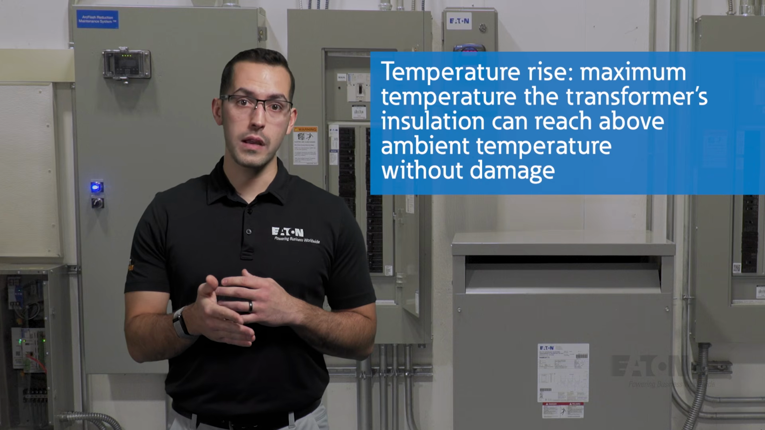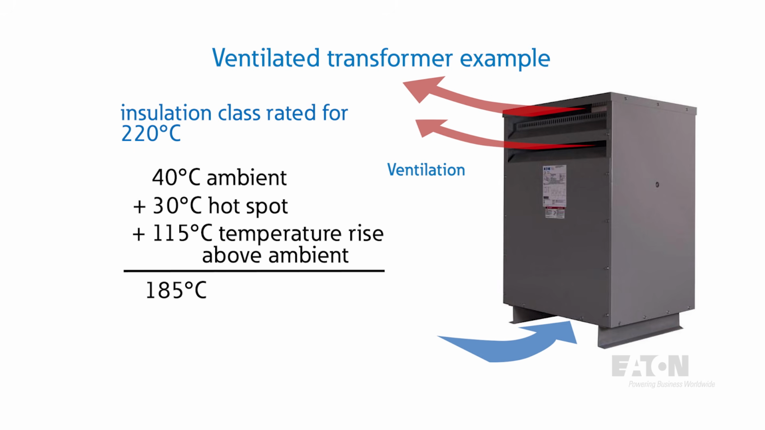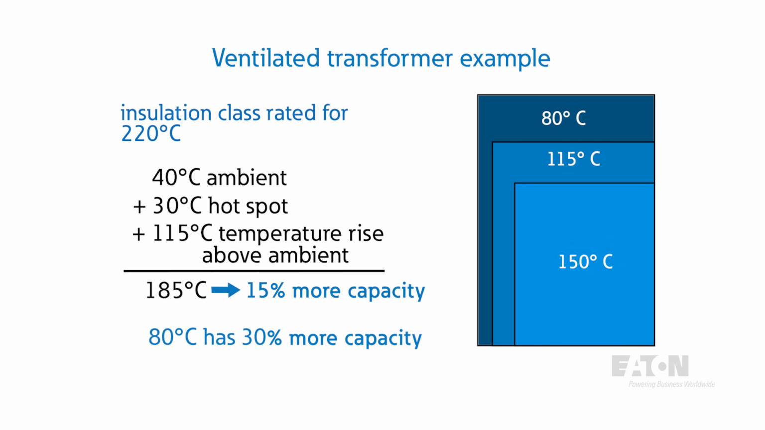If we take the same transformer and design with a 115 C temperature rise or an 80 C temperature rise in mind by adding additional conductive material and hold the same ambient and hotspot requirements, we will have a transformer that has additional capacity available in case there is a need to overdrive the transformer beyond its nameplate kVA. 115 C temperature rise design units have 15% additional capacity, and 80 C temperature rise units have 30% additional capacity. Note that transformers with lower temperature rise ratings will typically be physically larger in size.